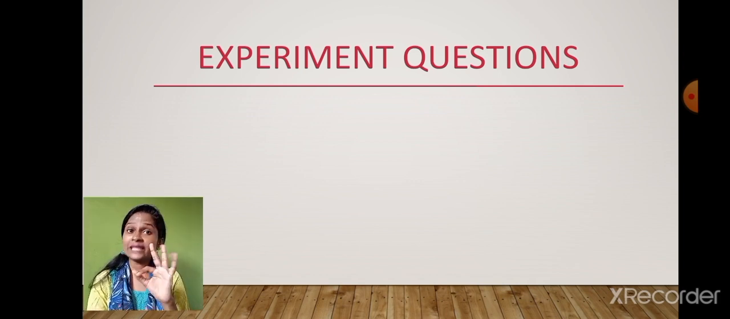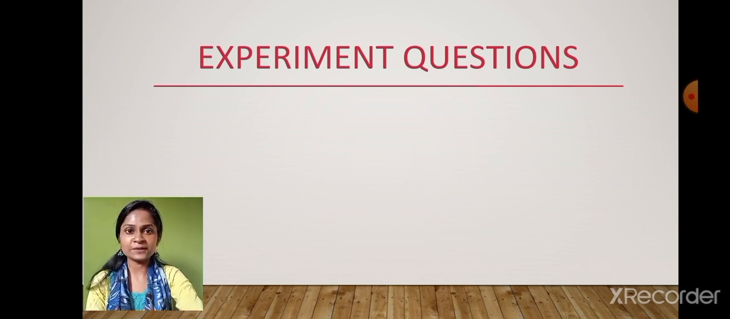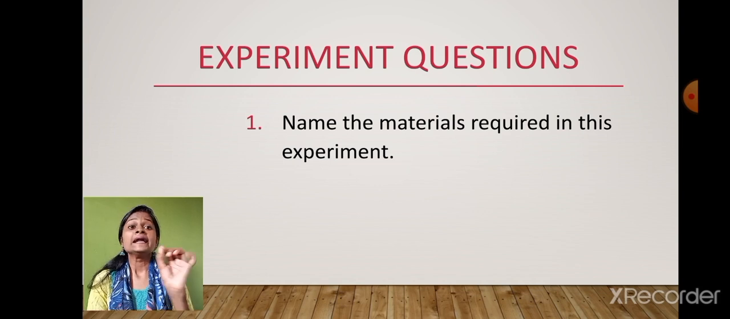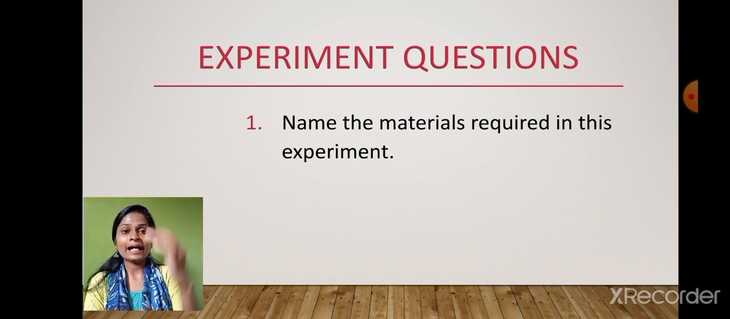There are only 3 questions you have to answer. So what are the 3 questions? Question number 1. Name the materials required in this experiment. Whatever apparatus and materials we used in this experiment, you have to write down. You have to write the question, and below that you have to write the answer as well. Then skip one line.